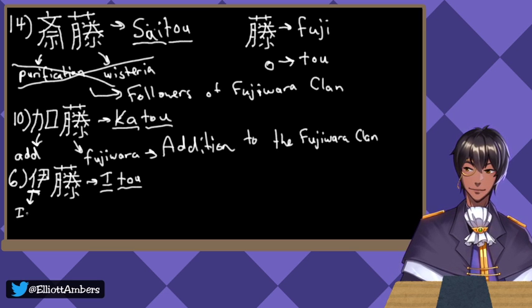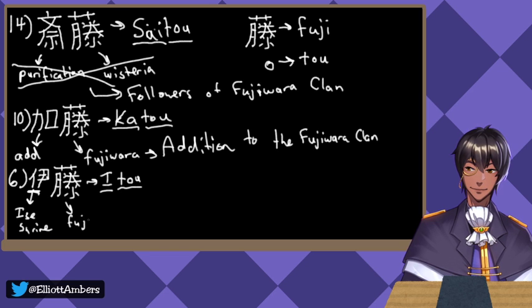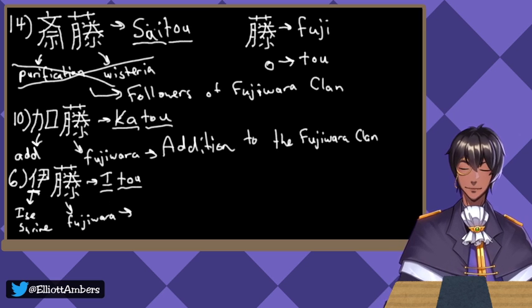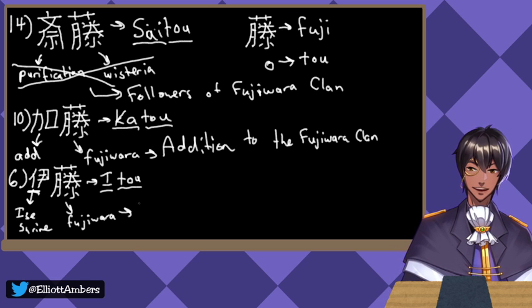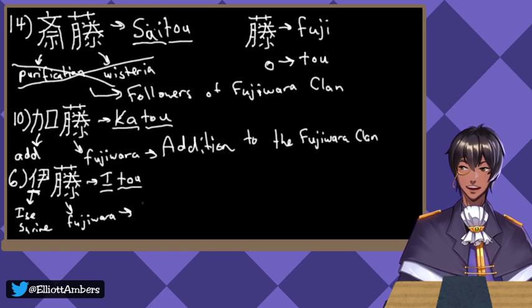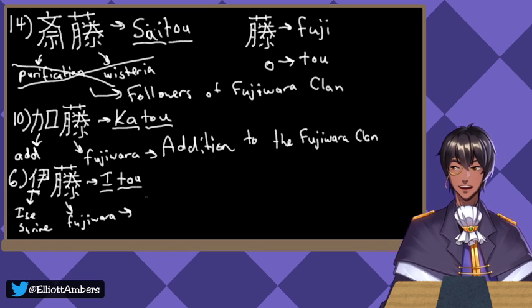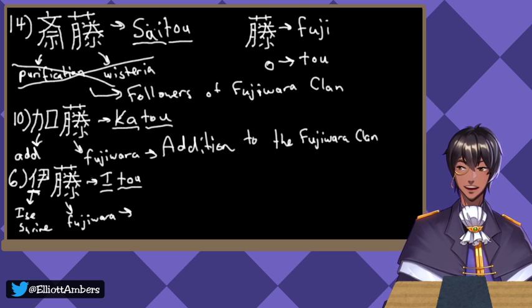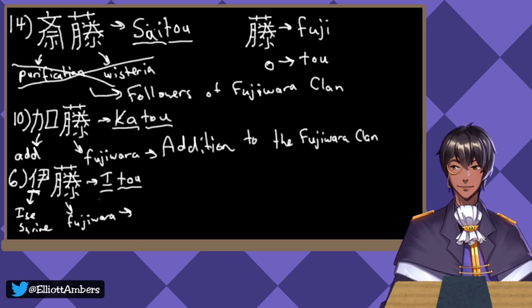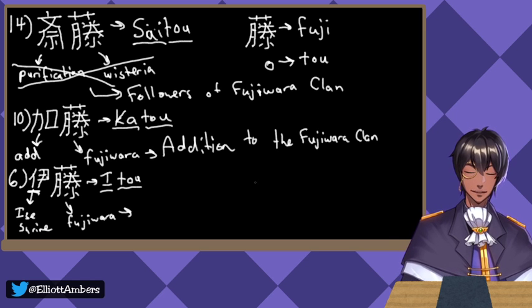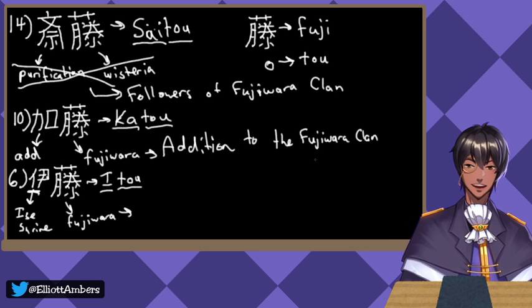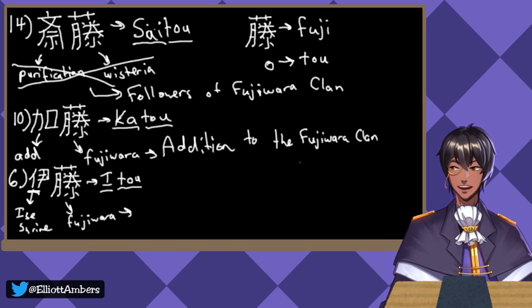So, Ise Shrine. And Fujiwara. The only source that I could find on this name reliably said that it was a branch of the Fujiwara clan that existed around the Ise Shrine. So essentially, this big area, this important shrine, and the members of it that were followers of the Fujiwara clan. And that leads us to one more name. One last name. We've gone through 19 different names.